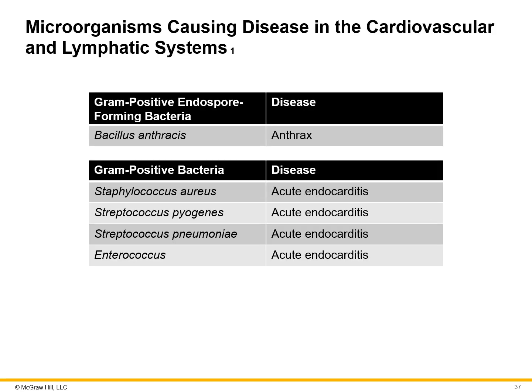All right, and then just ending this with our summary tables here that are looking at the types of organisms and the diseases they cause. There's only one gram-positive spore former, and that's Bacillus anthracis that causes anthrax. A few gram-positive bacteria make up part of that acute endocarditis that is caused by a variety of bacteria.